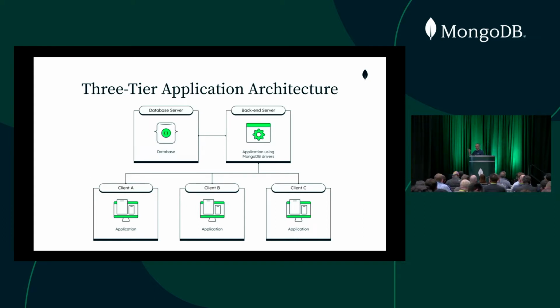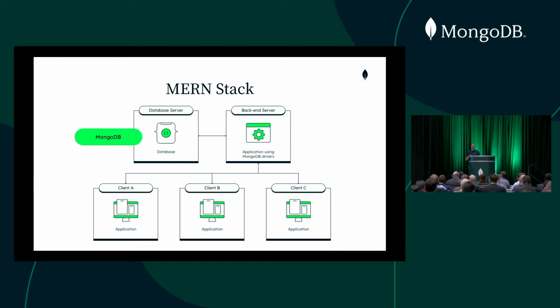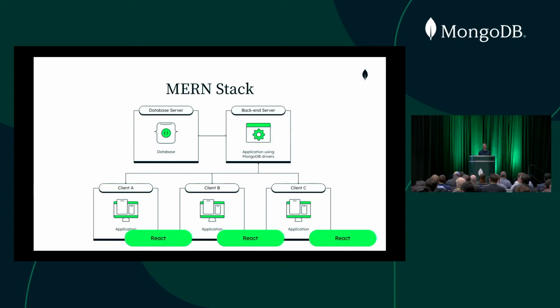Your clients, or applications running in a browser, will connect to that backend. When we're talking about the MERN stack, we talk, of course, of MongoDB. MongoDB is your database in this case. Then the E stands for Express server, which runs on Node.js. So that's the E and the N. And then we've got React running on the front end. So we've got a React application, and we've got a Node.js backend running Express, which is a framework.